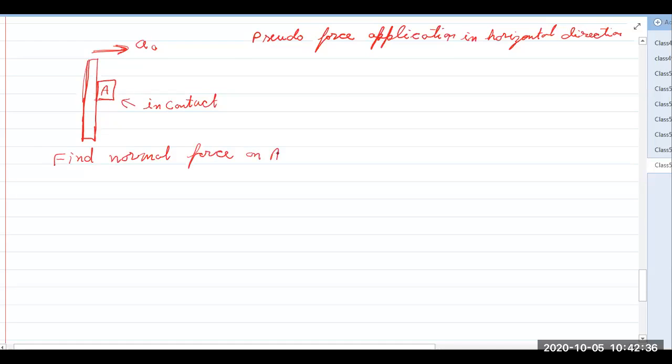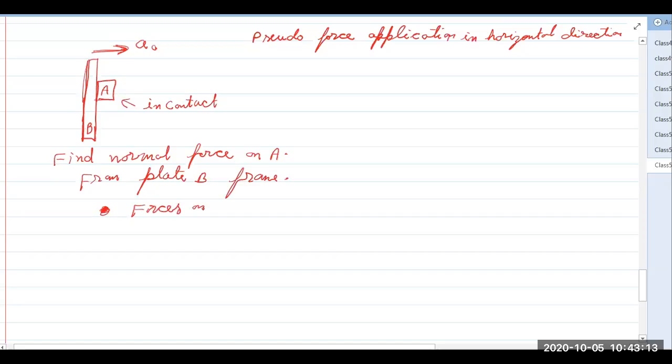So how can we find the normal force on A? There are two ways to solve it. One is from the plate frame, plate B frame. If we see from the plate B frame, what are the different forces on A?